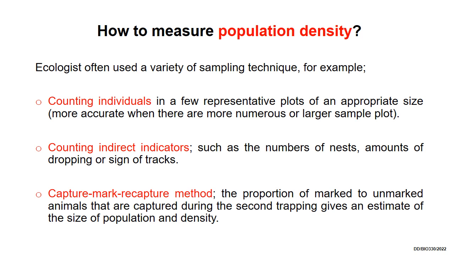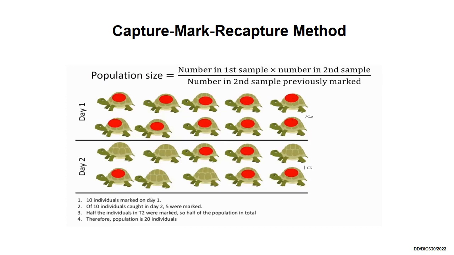The third one is a technique we call the capture-mark-recapture method, in which the proportion of marked to unmarked animals or individuals that are captured during the second trapping gives an estimate of the size of the population or density. Okay. Here is an example of the capture-mark-recapture method. Population size when using this method is equal to the number in the first sample multiplied by the number in the second sample, and then divided by the number in the second sample that was previously marked.